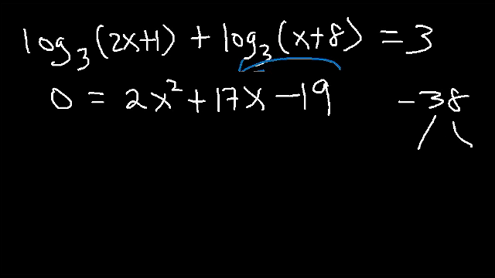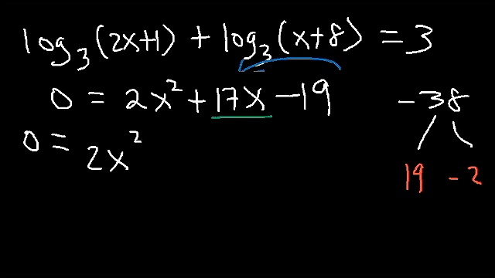What two numbers multiply to -38 but add to +17? That's going to be +19 and -2. 19 times -2 is -38, but 19 plus -2 is +17. So what we're going to do is we're going to replace the middle term with -2x and 19x.